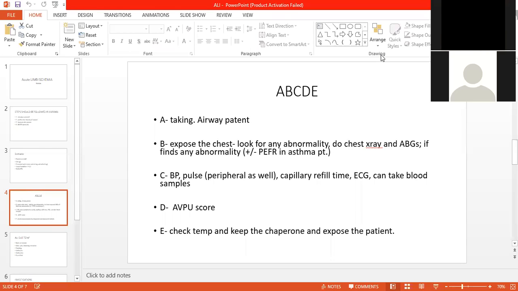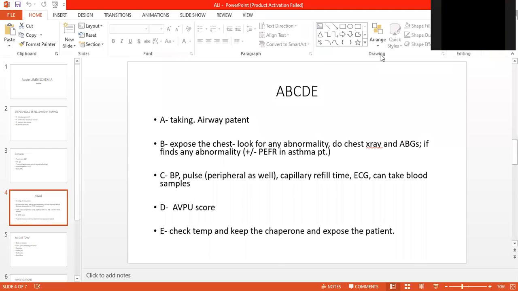I will discuss that in the management part. At the end of this session, I will tell you what things you need to do side by side. Right now, I'm just telling you what things you should not miss in acute limb ischemia. I will address your oxygen question as well. Just remind me later at the end. Okay, thank you.